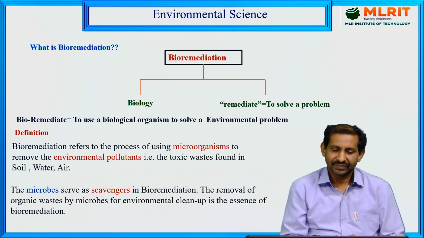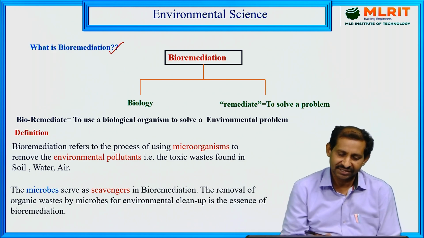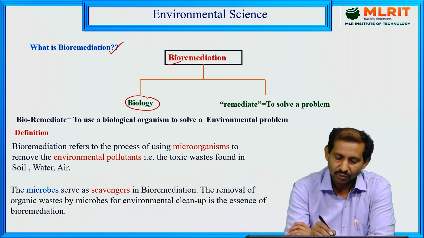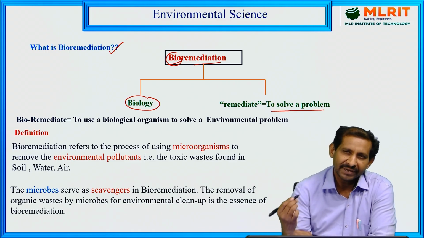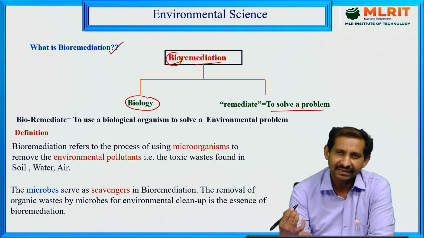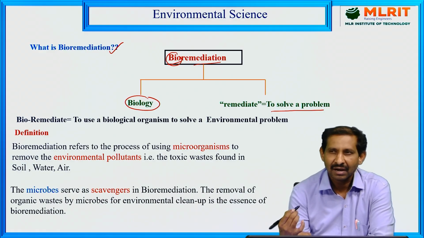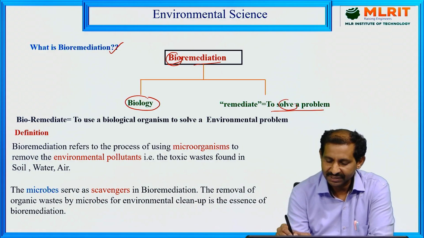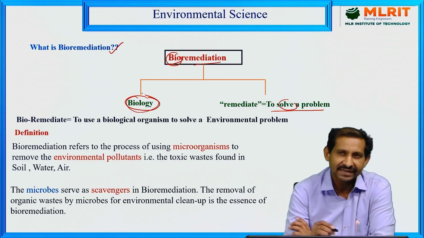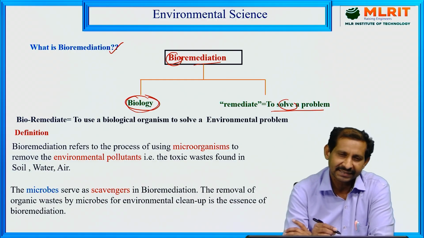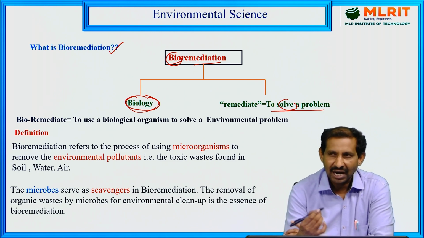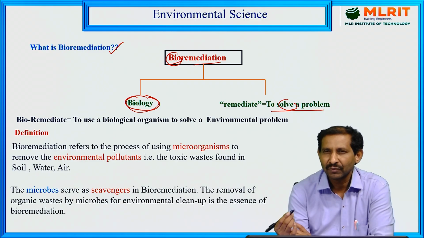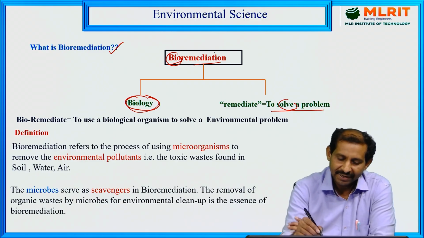Next, first one is the bioremediation. So first, what is the bioremediation? In the name itself, bio means biology, remediation means to solve a problem. So whatever problem in that environment, either the contaminants in water, soil or atmosphere, that problem will be solved by using biological agents, either microorganisms, bacteria, microbes or plants, and the contaminants will be removed from the site. That is called the bioremediation.